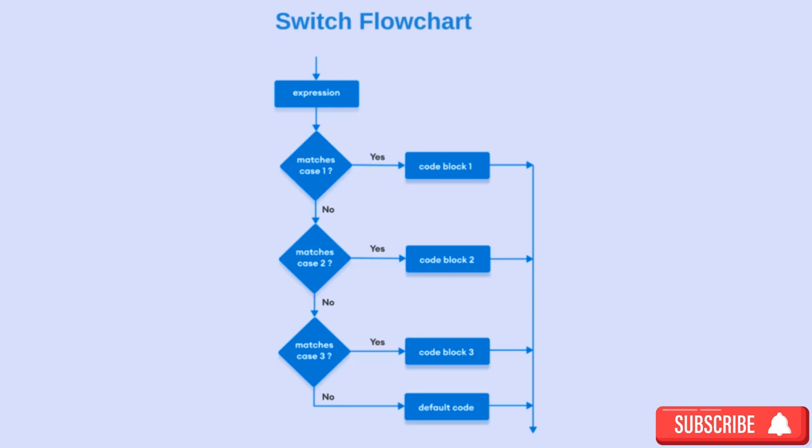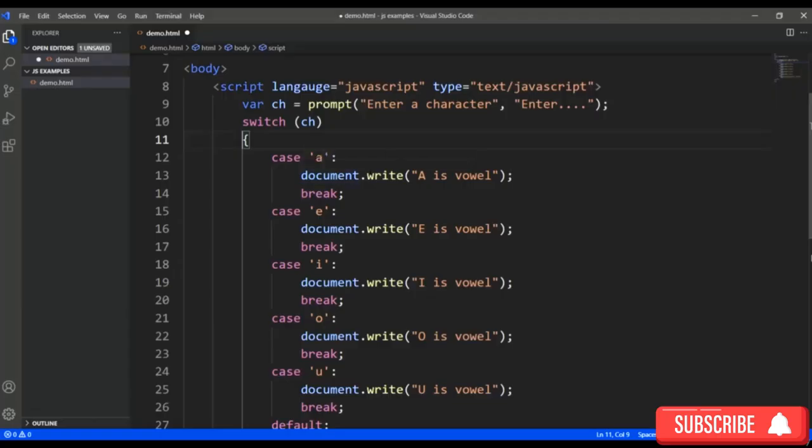So let's see practically how we can start writing this switch statement. In this particular program, I'm taking a single character from the user and I'm comparing whether it is a vowel or a consonant.